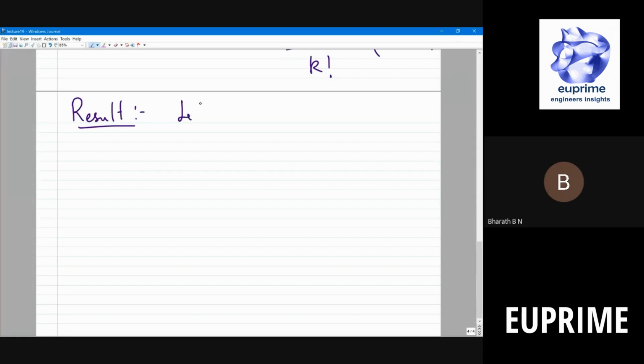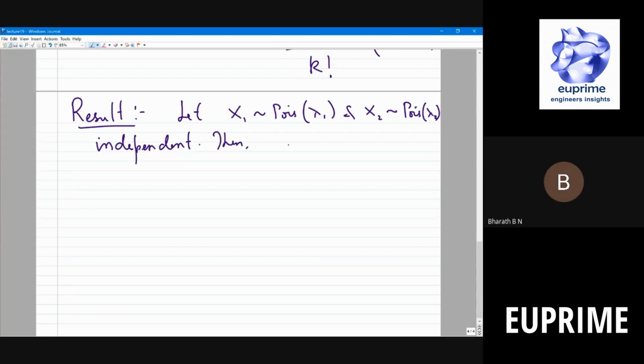Okay, so let X1 be Poisson with rate lambda 1 and X2 be Poisson with rate lambda 2, both lambda 1 and lambda 2 positive, and independent. Then if you take the sum, let me call this Y, which is X1 plus X2, it is again Poisson, with rate lambda 1 plus lambda 2. Okay, this is the first result.